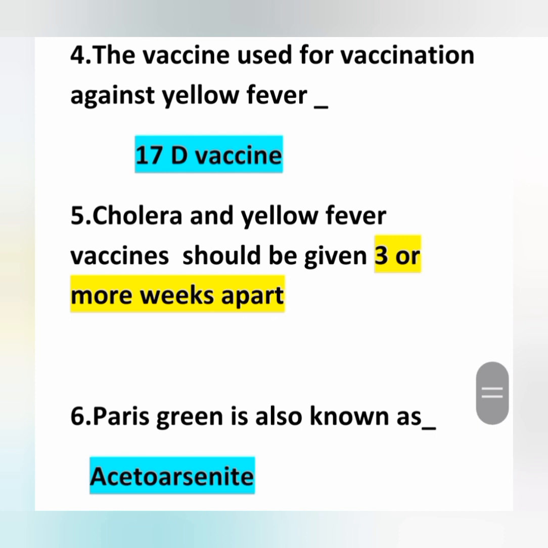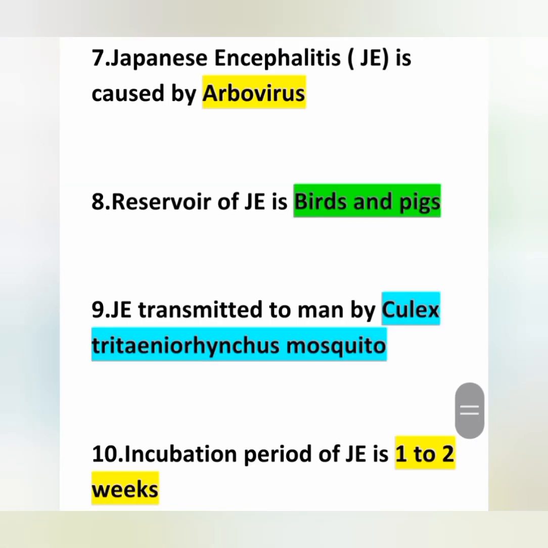Paris green is also known as acetoarsenite. Acetoarsenite is known as Paris green. And the next point, Japanese encephalitis is caused by an arbovirus, and the reservoirs of Japanese encephalitis are birds and pigs. Japanese encephalitis is transmitted to man by the Culex tritaeniorhynchus mosquito, and the incubation period of Japanese encephalitis is 1 to 2 weeks.